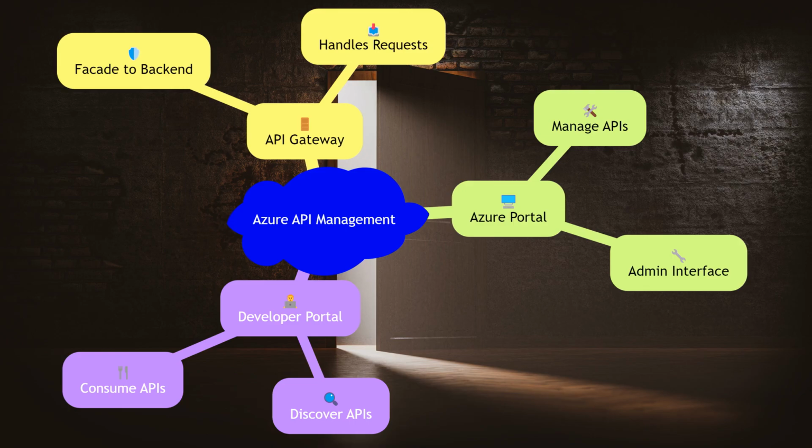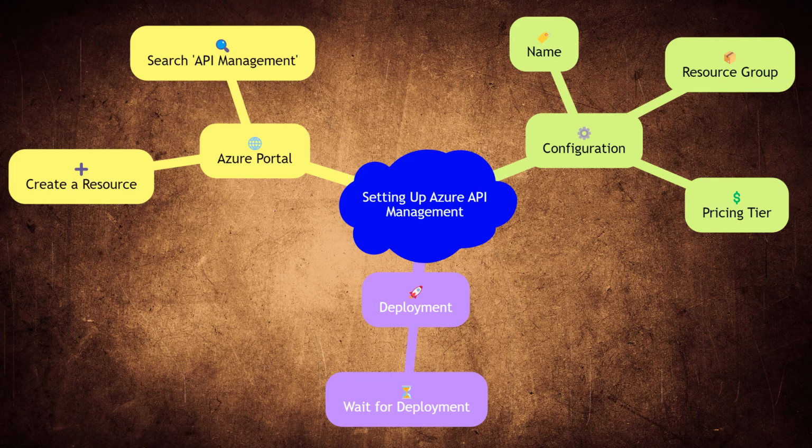The Azure Portal is where administrators can manage APIs, and the Developer Portal is where developers can discover and consume APIs. To set up an Azure API Management instance, you need to navigate to the Azure Portal, select Create a Resource, and search for API Management. After selecting it, you will need to configure the instance by providing details such as the name, resource group, and pricing tier. Once configured, you can create the instance and wait for it to be deployed.